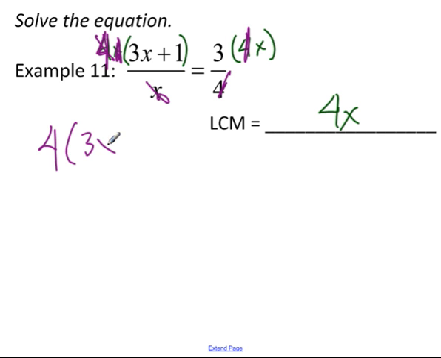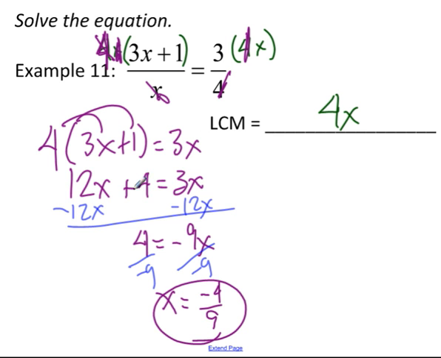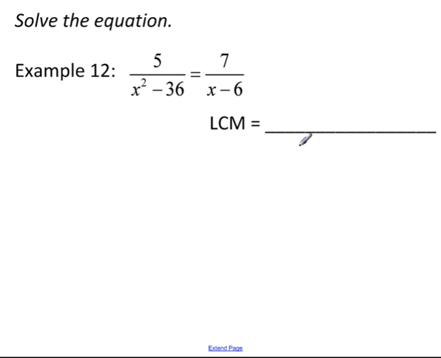4 times 3x plus 1 equals 3x. So same thing's going to happen. And so we do our distribution and cancel and solve and all that stuff, and we get negative 4 over 9 there. And with any of these, you know, you can always hit some pause and see what happens as far as writing stuff down.